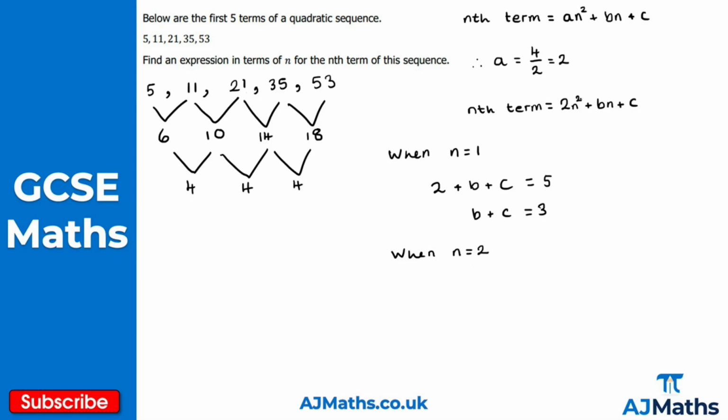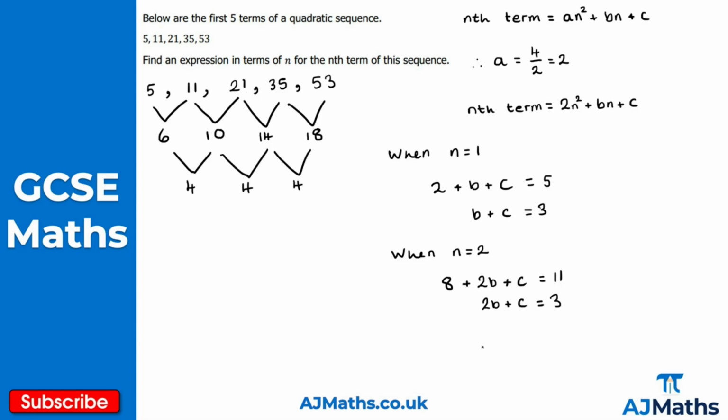So substituting n equals 2 into our nth term here, I'm going to get 2 lots of n squared. So n squared here would be 2 squared, which would be 4. So times that by 2, I'm going to get 8. You then get bn. So if n is 2, that's 2b plus c, and we know the second term here in our sequence is equal to 11. Okay, that's equal to 11. Again, simplifying this here, subtract 8 off both sides and I get 2b plus c is equal to 3.